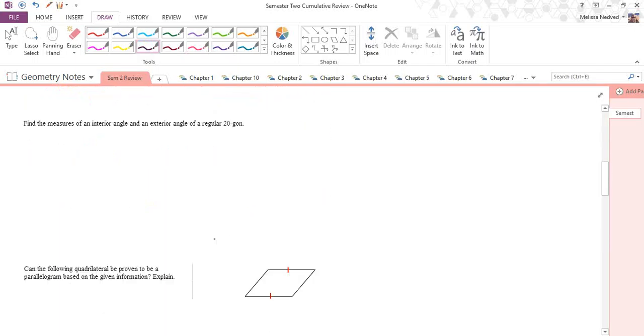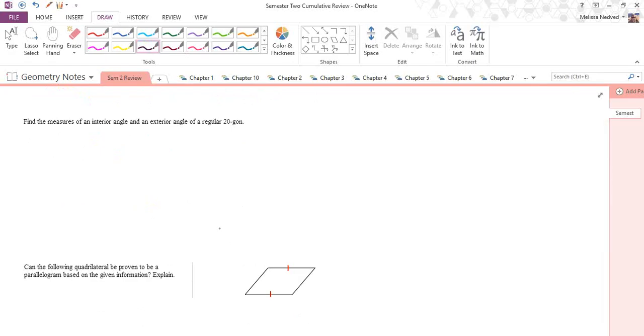All right, moving on. This was in our next chapter. We talked a lot about the measures of interior and exterior angles of regular polygons. Just as a refresher, a regular polygon means all the sides are the same length and all the angles are the same. So here we're asked to find the measures of an interior angle and an exterior angle of a regular 20-gon.